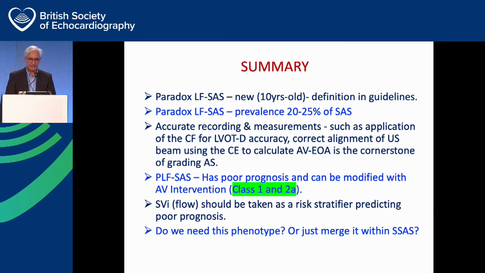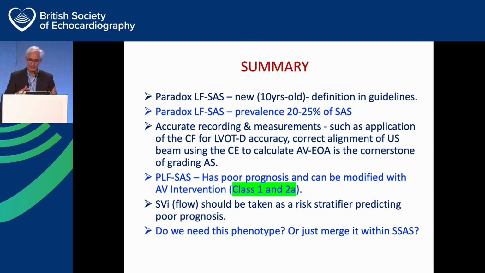So that's the summary slide. You can read it; I can say the take-home message is probably within that. Paradoxical low flow severe aortic stenosis is a new entity, only 10 years old. The prevalence of this condition is 20-25%. The accurate recording of the measurements is essential, because that's the crux of the whole problem. PLF severe aortic stenosis has a very poor prognosis, which can be modified with intervention, class 1 and 2A.